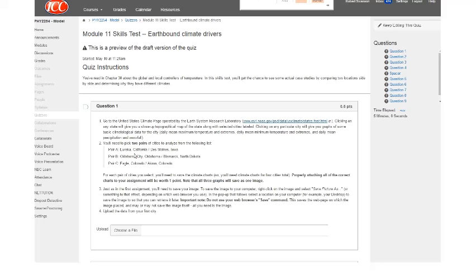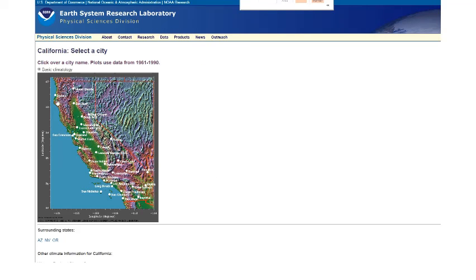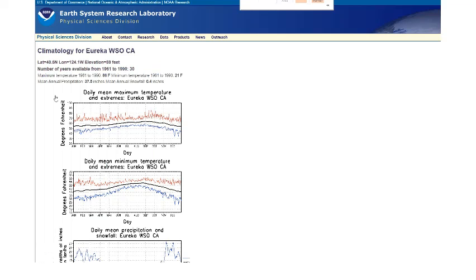Once you've chosen which of the two pairs you want to work with, let's take, for example, Eureka, California. So from this website, you click on California, and you'll see all these different cities in California. There's Eureka up on the northern coast. And you're going to wind up with a bunch of graphs.